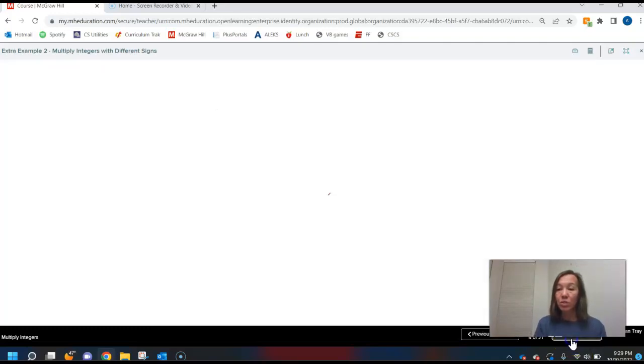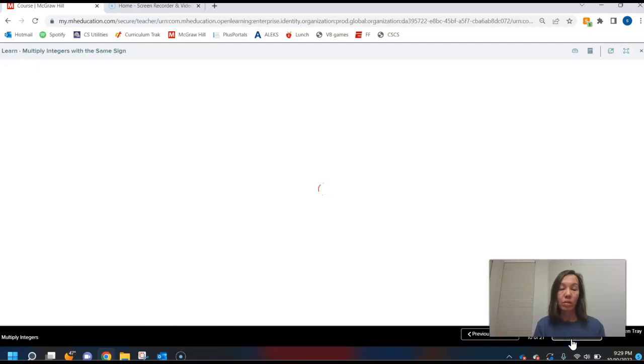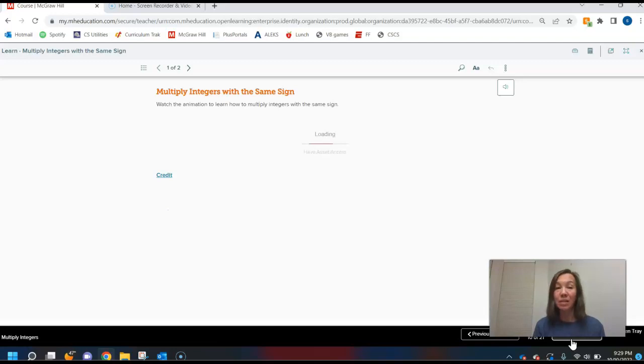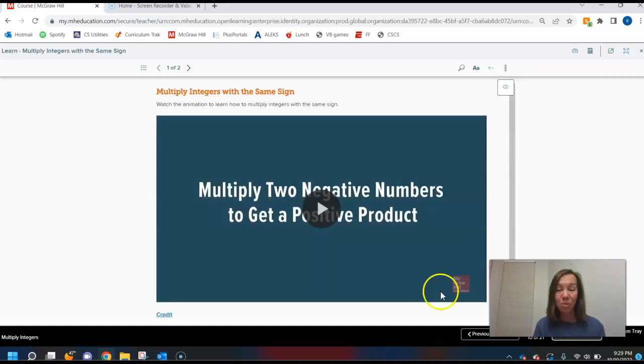Now if we have integers that have the same sign, so for instance, a positive times a positive or a negative times a negative, well, we're going to see what happens here.